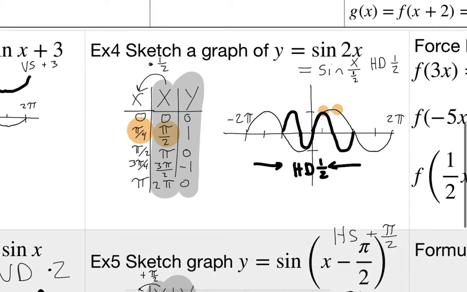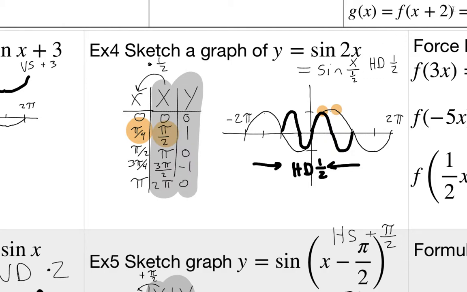Next example. Sketch a graph of y equals sine of 2x. Now here's where we have to force division. Take the reciprocal of 2, put it in the denominator. X divided by 1/2 is the same thing as 2x. So we can see very quickly it's a horizontal dilation of 1/2. Once you're able to force division, you get the horizontal dilation very easily. Horizontal dilation of 1/2.